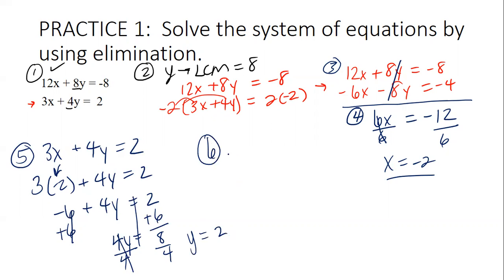So my solution is negative 2, 2. Okay, so if I'm not sure, then I always can plug it in and check and see, oh my gosh, it works. Okay.